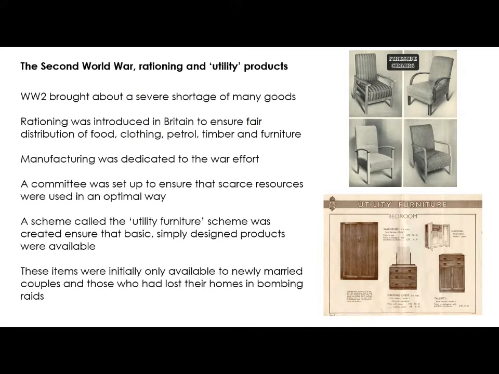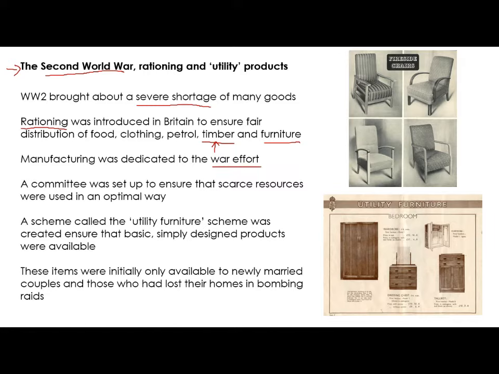Right, the second little history lesson you're going to get today is all about the Second World War. So during the Second World War, severe shortages of many goods resulted in rationing. So rationing was introduced in Britain to make sure that there was fair distribution of food, clothing, but also timber and furniture, because timber was being used, it was difficult to get timber, it couldn't be imported, lots of manufacturing plants and things were being used for the war effort. So it wasn't like you could just go and buy any type of furniture.